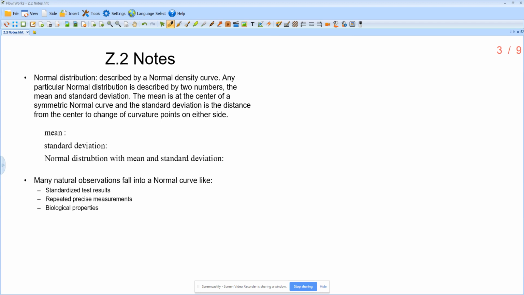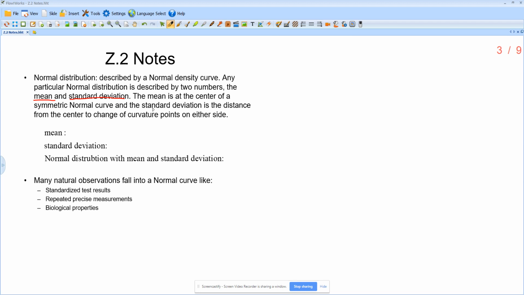A normal distribution is described by a normal density curve. So this one is a specific type, and that's really what we're going to be interested in, the normal distribution, all of Z.2. Any particular normal distribution is described by two numbers, the mean and the standard deviation. So that's how we describe a normal distribution. The mean is at the center of the symmetric normal curve. So we don't have to worry about skew left or skew right. If it's normal, it is symmetric, and the mean is at the center.